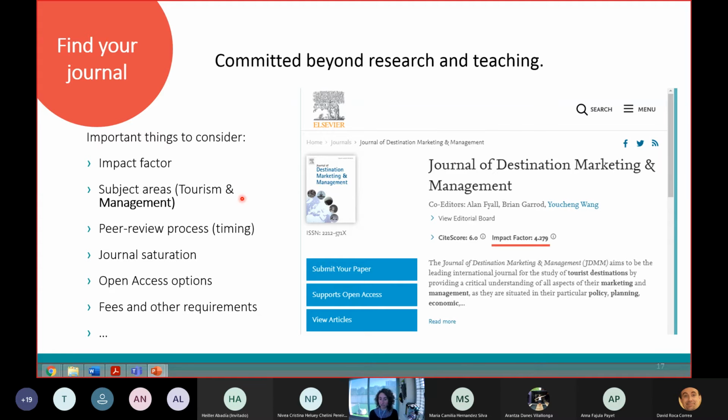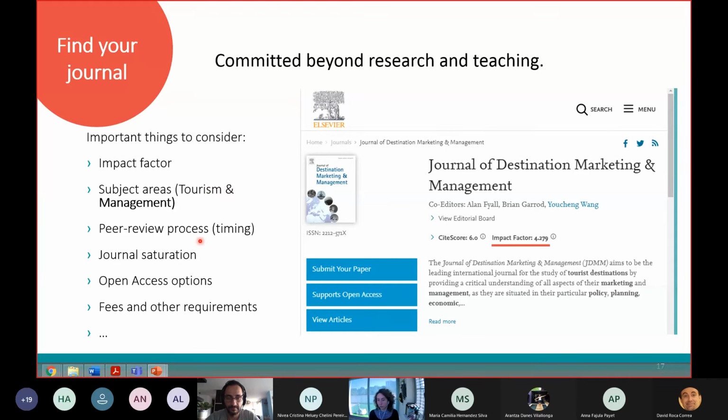But not only that, for example, my focus is on branding, but I was addressing tourist destinations. So my topic was halfway between two subject areas. So I was very careful that even though the journals I published in were indexed in the tourism subject area, they were also part of the management area, which was my interest.